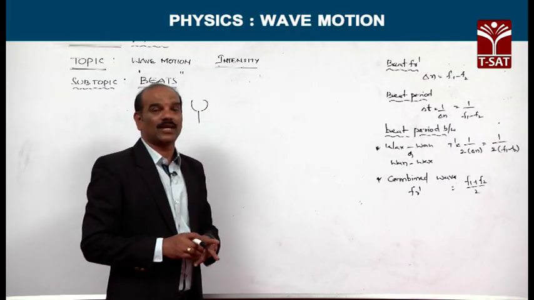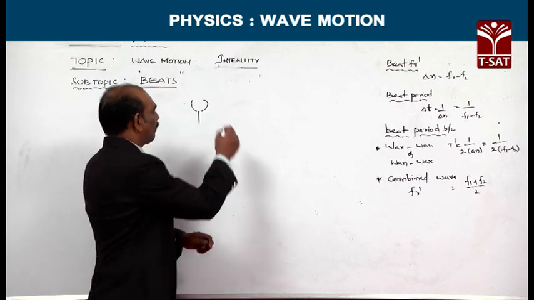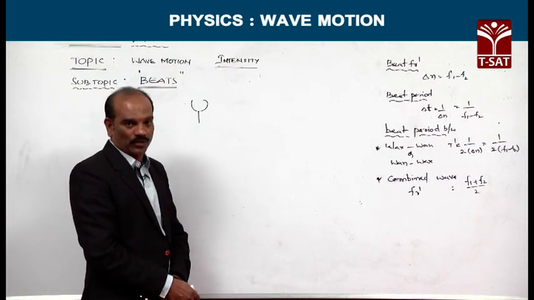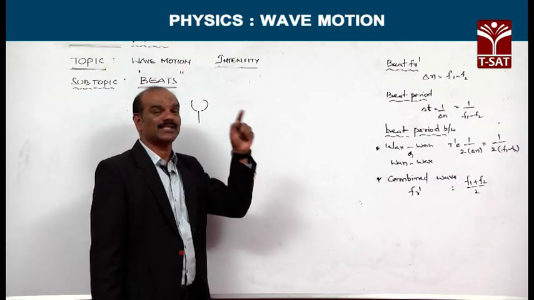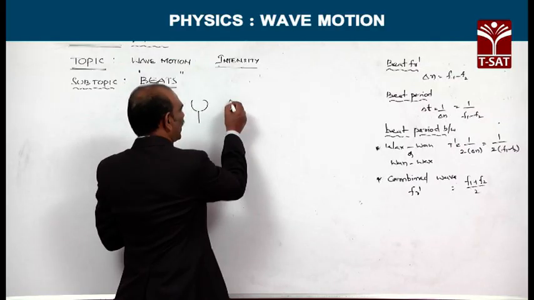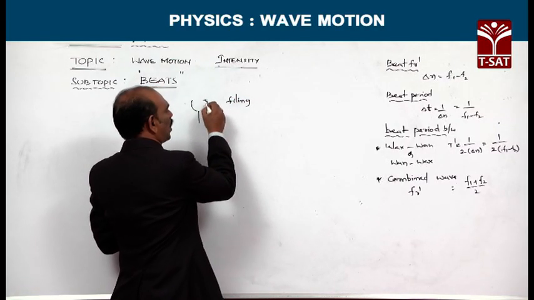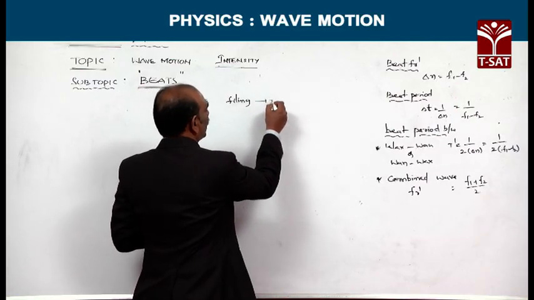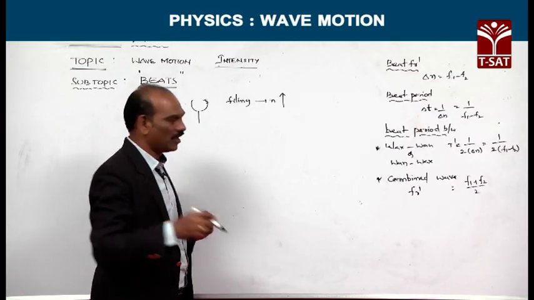Now, let us see one application of beats. This is the tuning fork. By filing the prongs of a tuning fork, inertia decreases. Due to the decrease in inertia, frequency increases. That means by filing the prongs of a tuning fork, frequency increases because of the decrease in inertia.